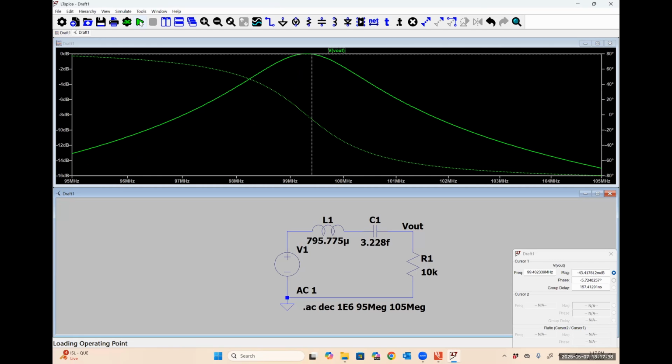If we wanted to maintain that 200 kilohertz bandwidth, we would wind up having to change the inductor and capacitor. So if we increase the size of our resistor by a factor of 10, we would need to increase the size of our inductor by a factor of 10.